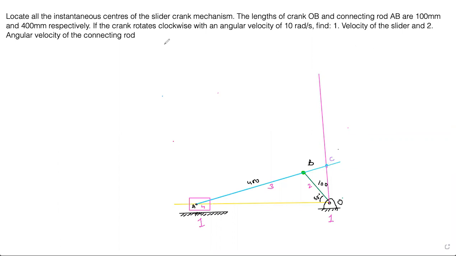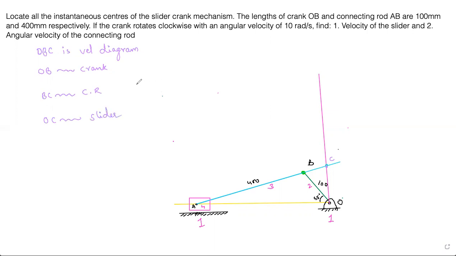Now I can say clearly, I'll write over here, OBC is the velocity diagram. Right away we got the velocity diagram from the configuration diagram itself, which is OBC, where OB is relating to crank velocity, BC is relating to connecting rod velocity, and OC is relating to slider velocity.